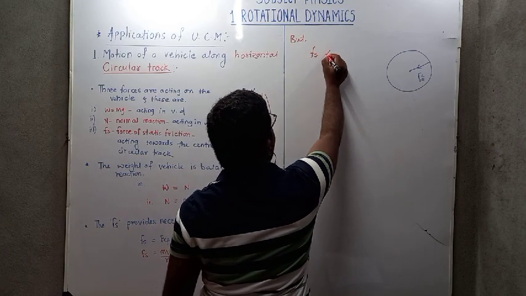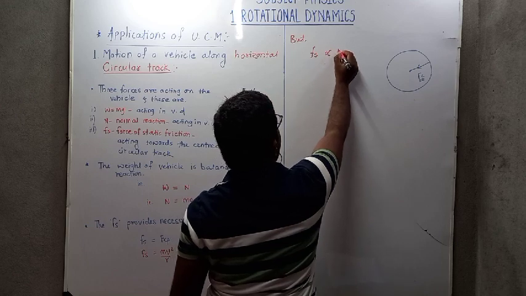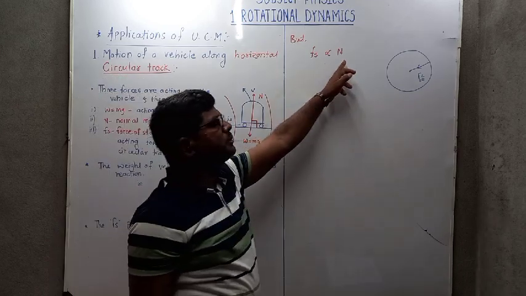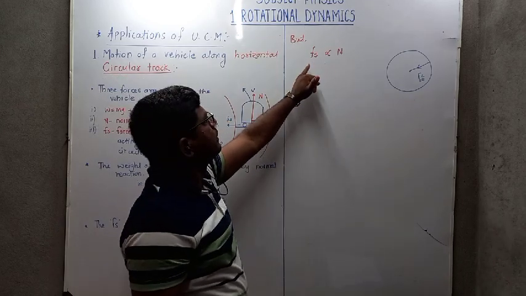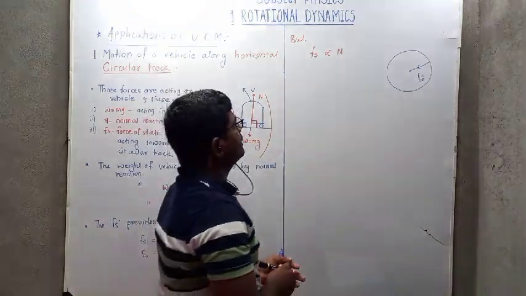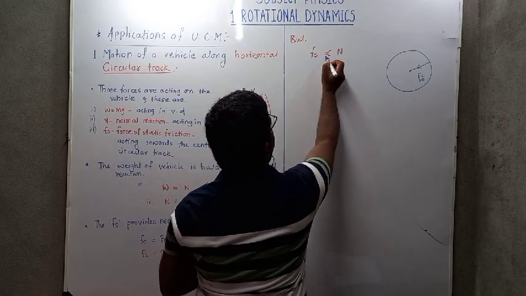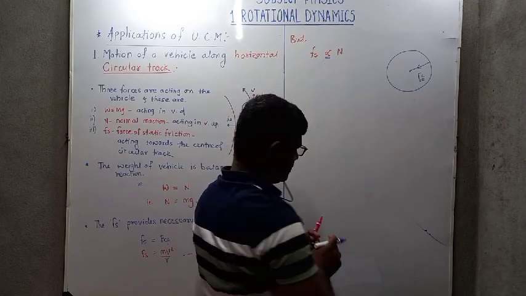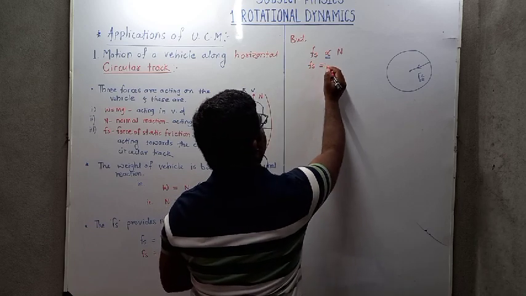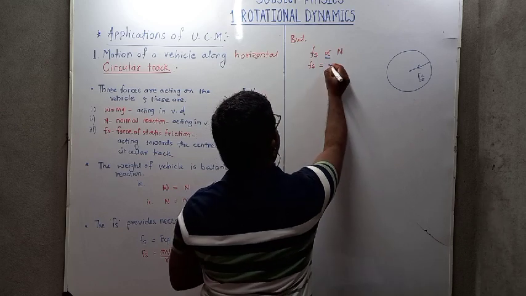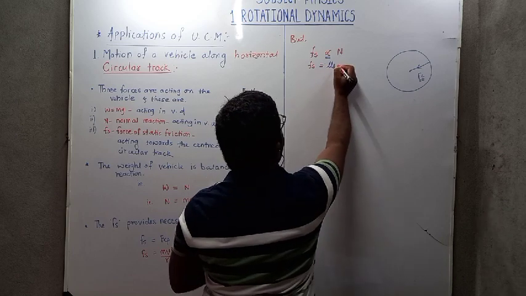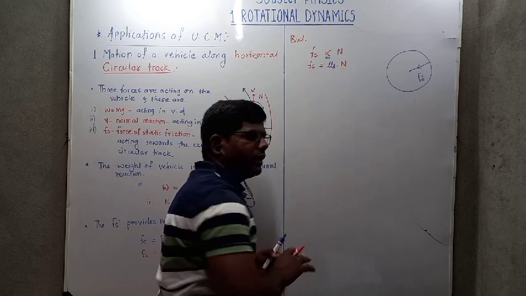And this Fs is always directly proportional to the normal reaction N. That means the force of static friction is directly proportional to normal reaction. Now here we have to remove this proportionality sign by taking a proportionality constant. Here Fs is equal to the proportionality constant, suppose mu s, into N.